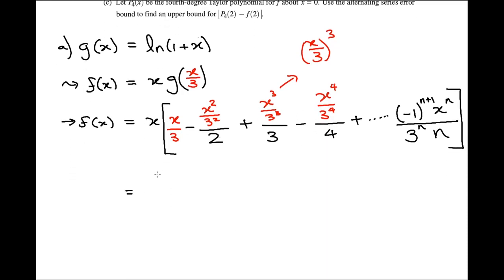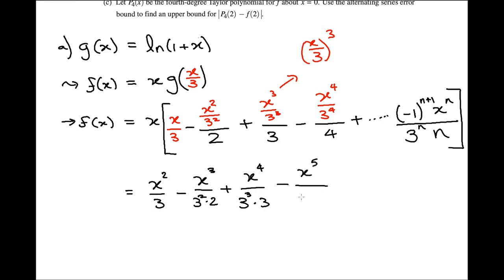So our final answer is going to be x squared over 3 minus x to the third over 3 squared times 2, plus x to the fourth over 3 cubed times 3, minus x to the fifth over 3 to the fourth times 4.